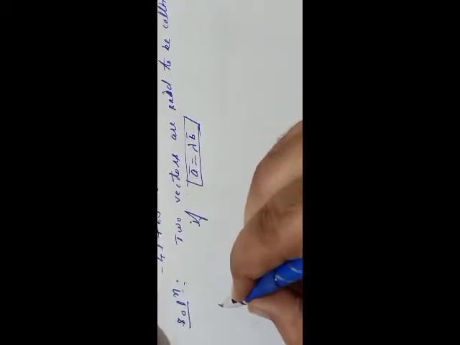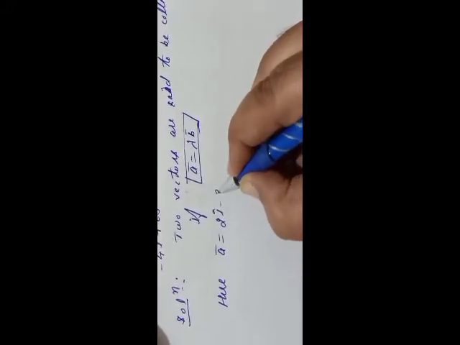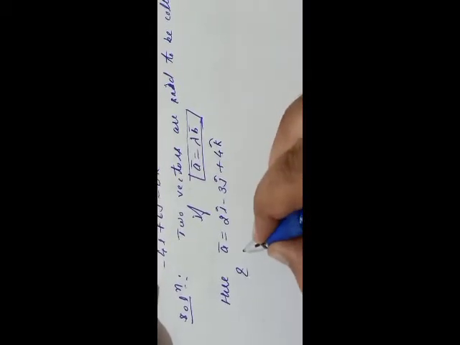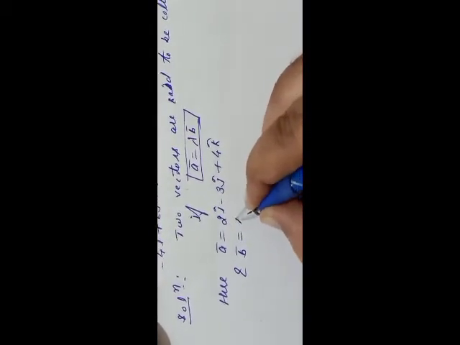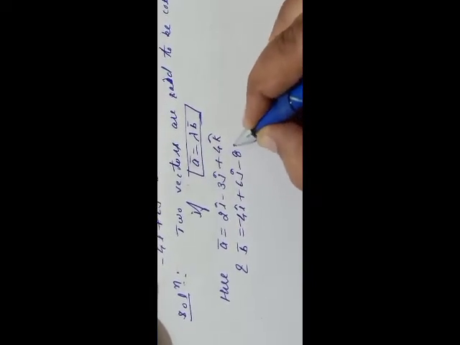So here, what is vector A? It is 2i minus 3j plus 4k. And what is vector B? It is minus 4i plus 6j minus 8k.